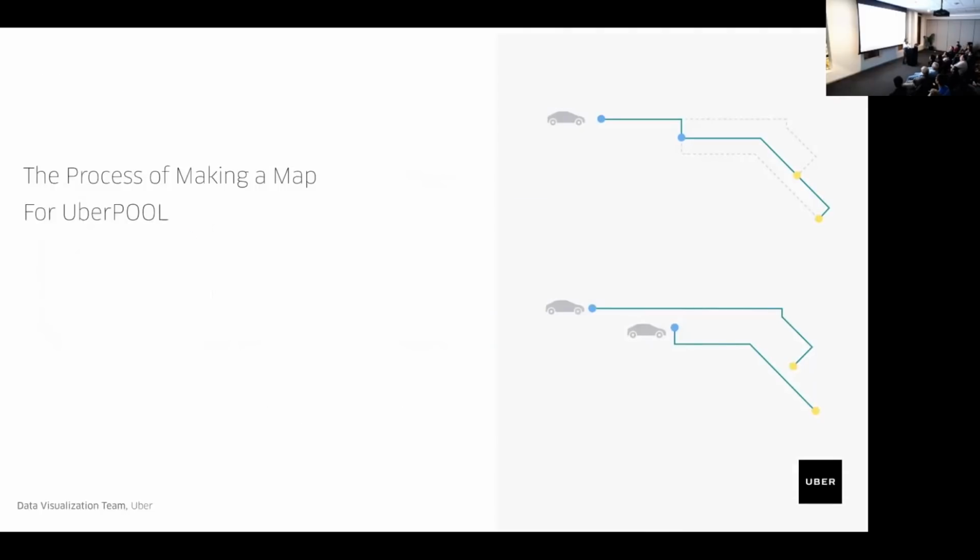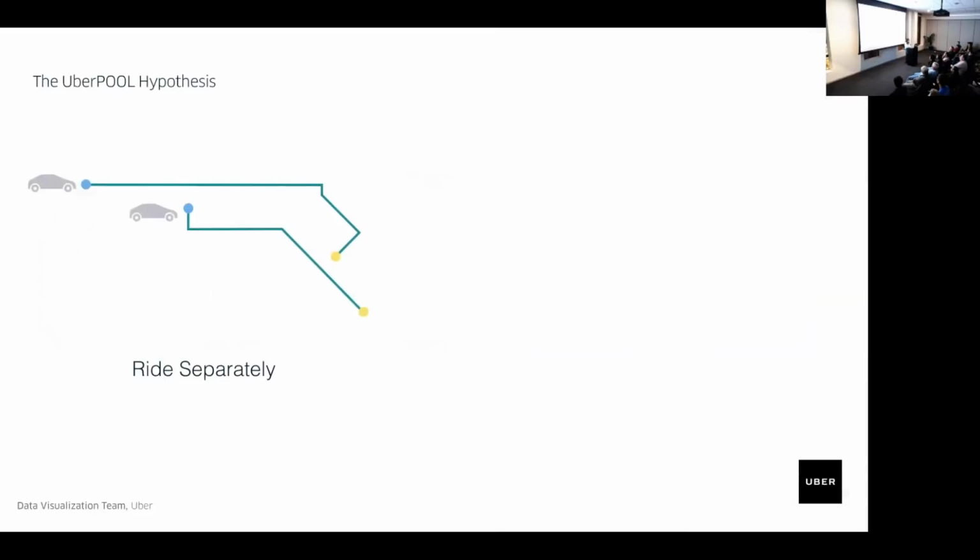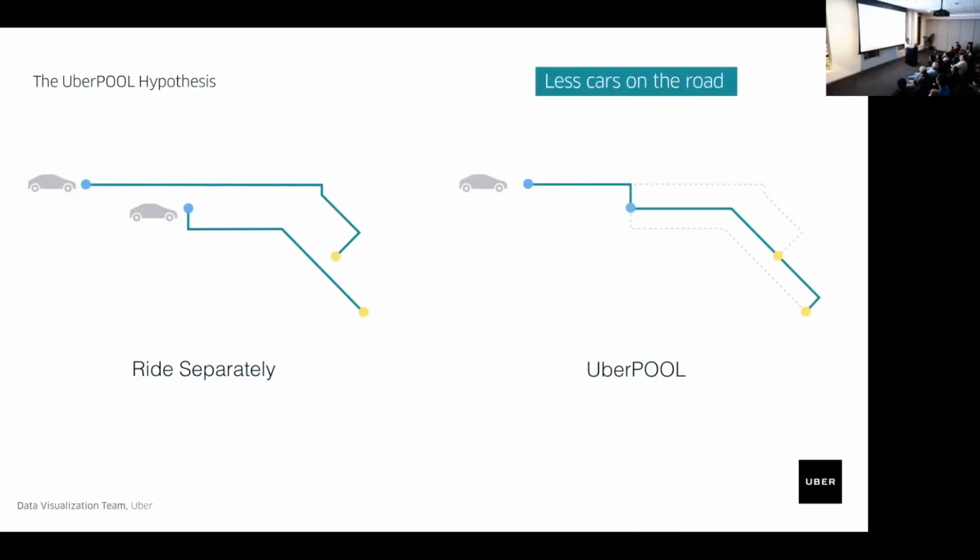As an example of this whole process of making a meaningful map, I want to talk about the visualization I did for UberPOOL. The idea of UberPOOL is very simple. You have 2 people riding separately, and instead of having them ride separately, you send 1 car to pick up both of them. In this case, instead of 2 separate trips, we have just 1 trip happening with 2 people in 1 car. Ideally, if you choose UberPOOL, you will have fewer cars on the road. So the hypothesis is very simple.